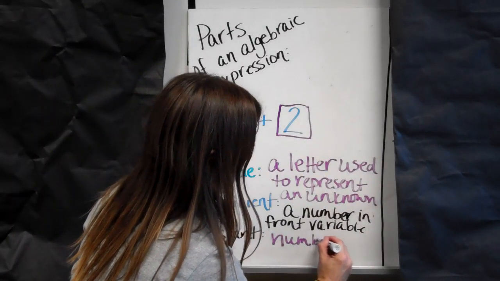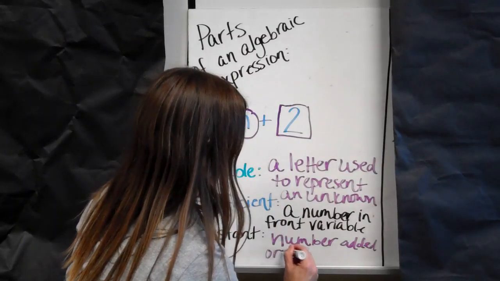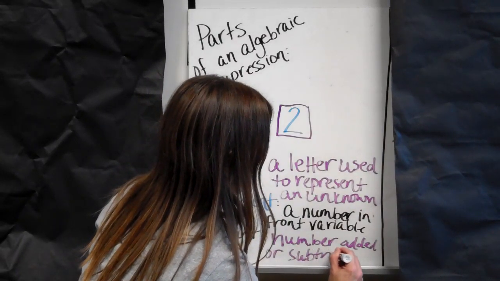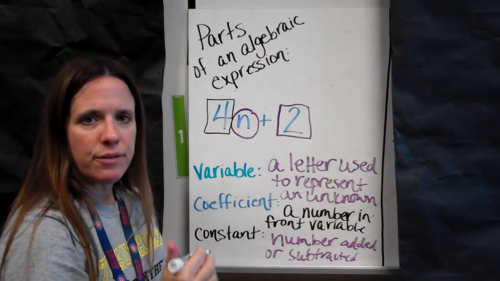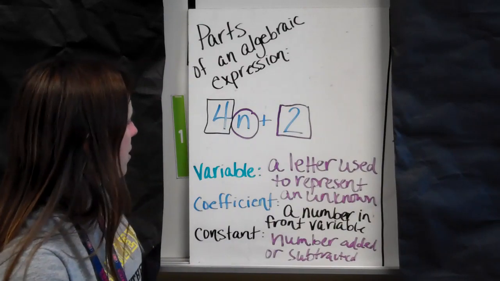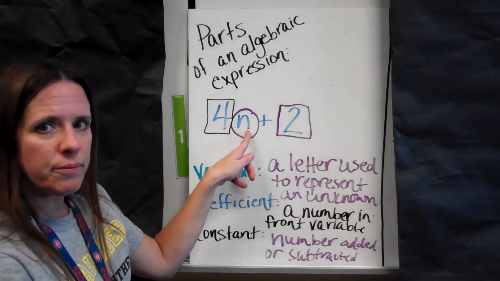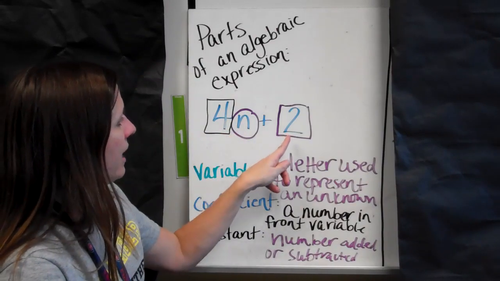And then constant is the number you're adding or subtracting in your expression. So in this expression, we are adding 2. On the previous board we were subtracting 2, and I think adding 4 as well. Variable, coefficient tells how many of that variable to take, and constant.